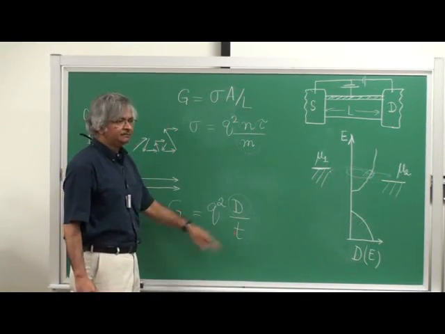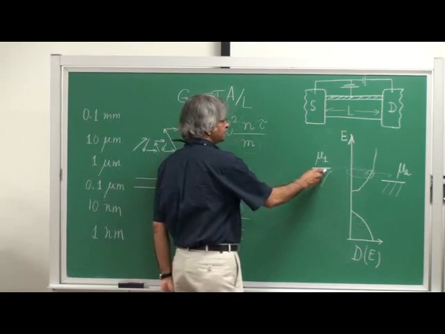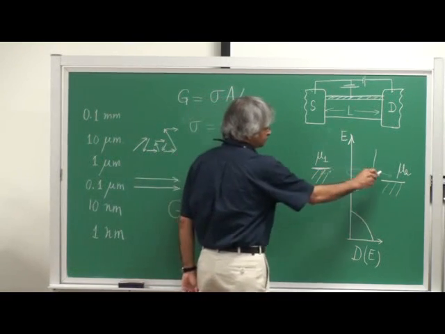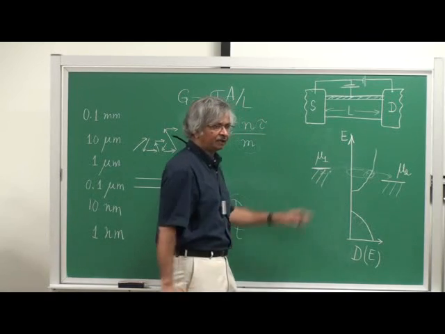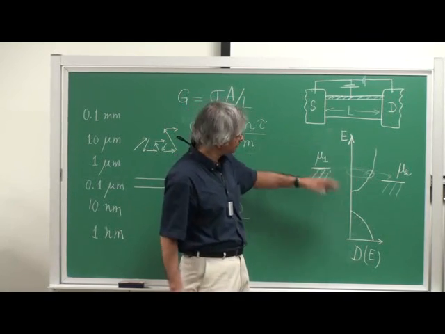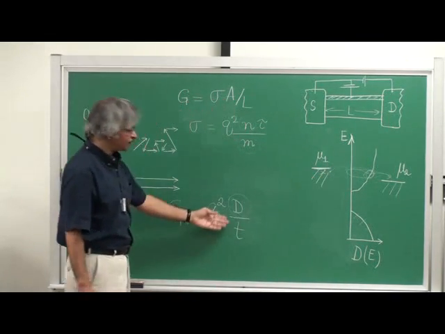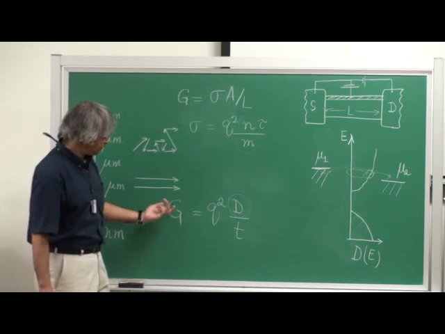And then this T, that's just how long it takes an electron to get from one contact to another. I'll explain this a little better in a minute. So that's it. This kind of makes good common sense.